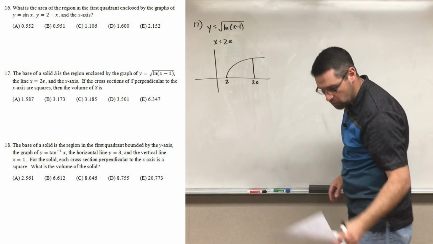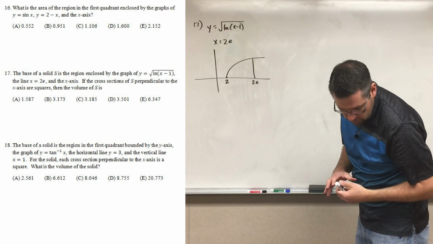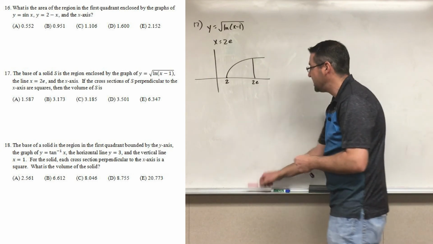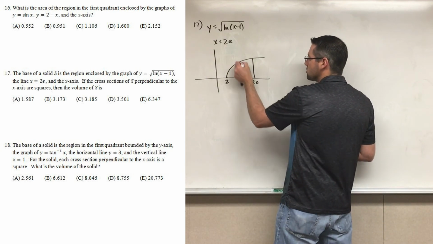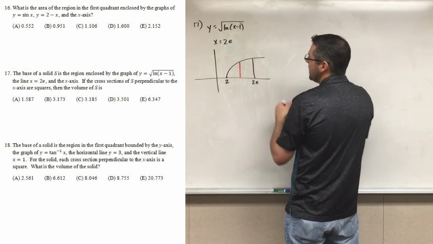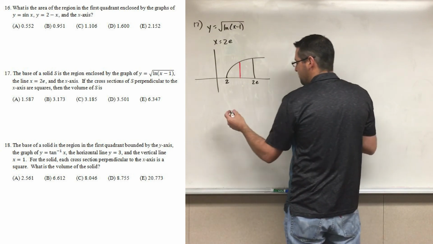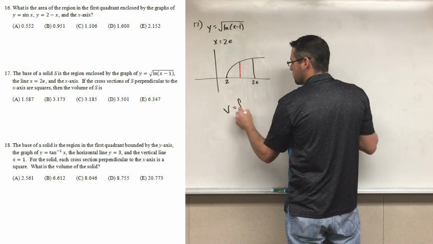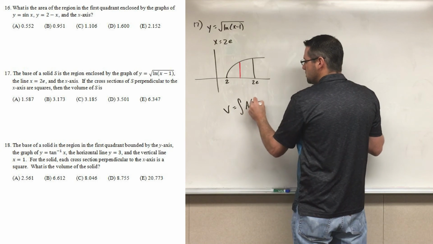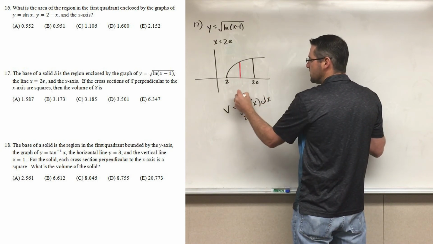And it says that this region is the base of a solid where the cross sections perpendicular to the x-axis are squares. So since we are perpendicular to the x-axis, we need it in terms of x. It already is. That's great. Remember to find the volume, the volume is always equal to the integral of the area function. This one's in respect to x. And then our bounds are going to be from 2 to 2e.